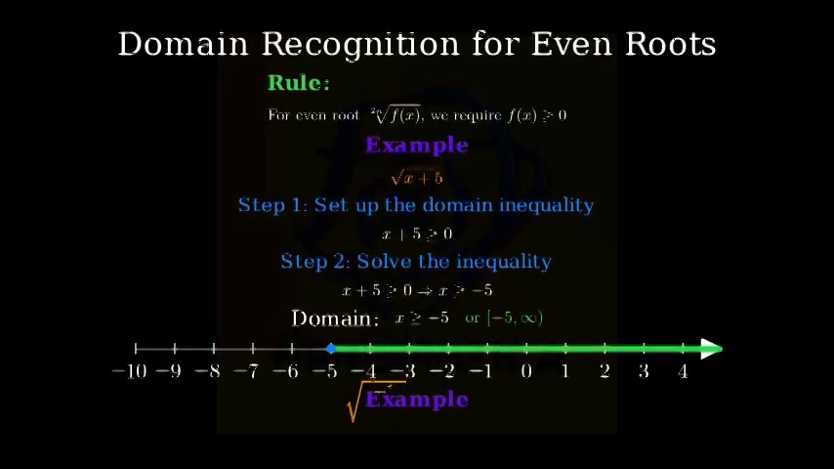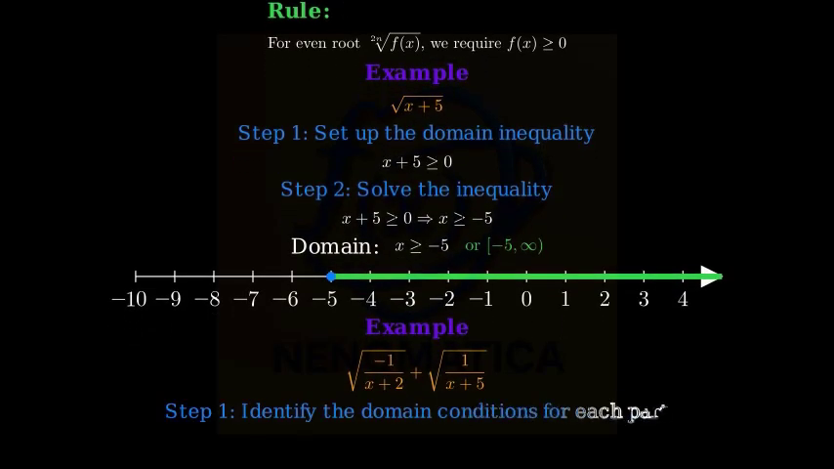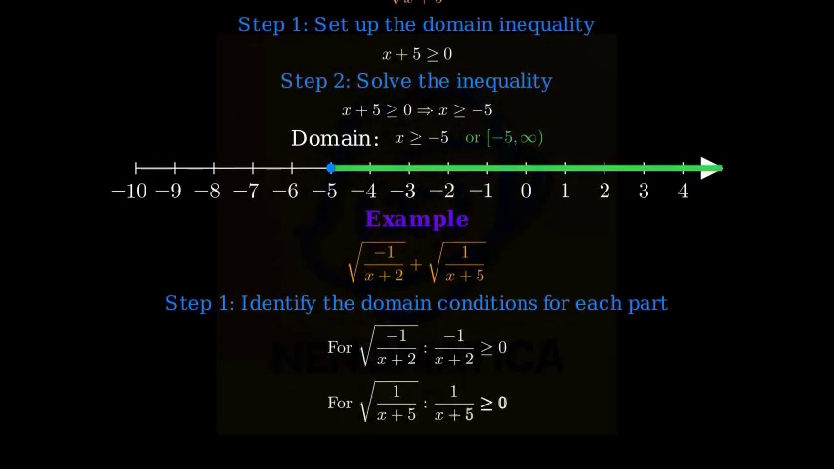Now, let's look at a more complex example. We have the square root of negative 1 over x plus 2 plus the square root of the quantity 1 over x plus 5. For this expression to be defined, we need both square roots to have non-negative expressions under them. Let's look at each part separately.